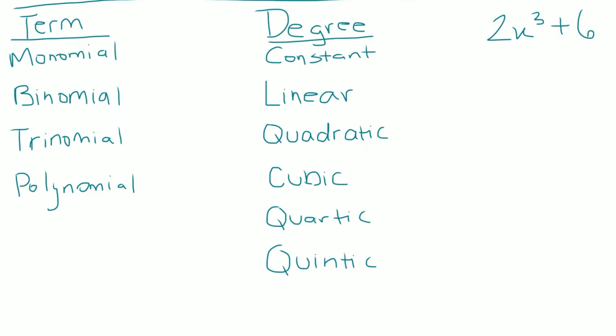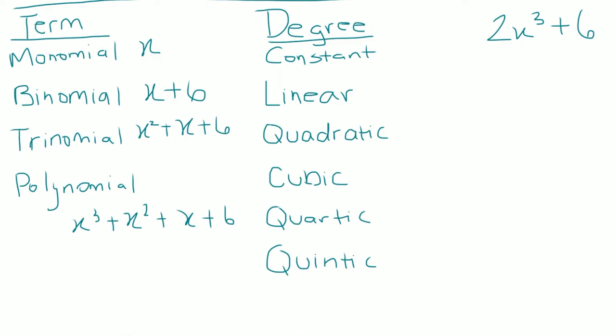The ways to describe the number of terms are monomial, or one term, so it would be like this. Or binomial, which would be two terms, which would be like this. Trinomial, which would be three terms, which would be like this. And a polynomial, which would be four or more terms. So something like this. And that's how you classify it by term.